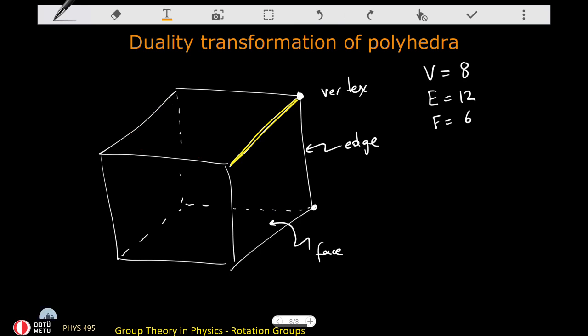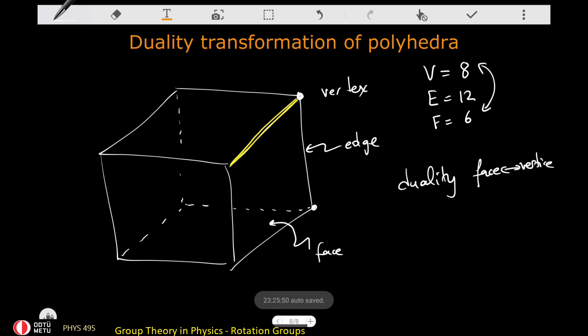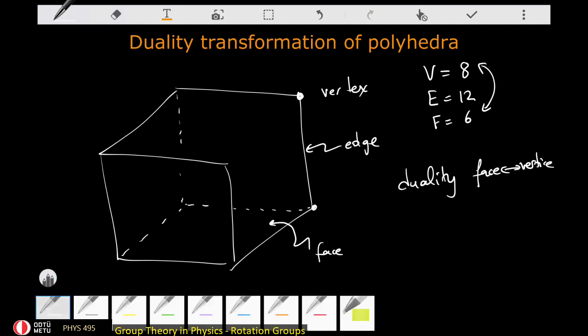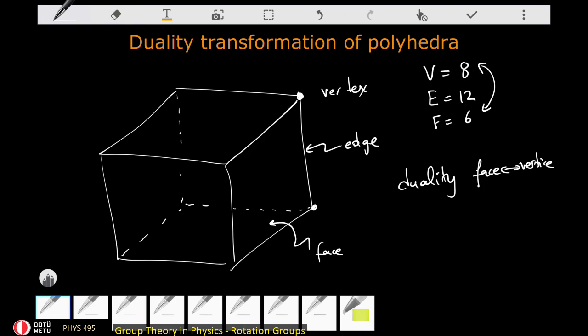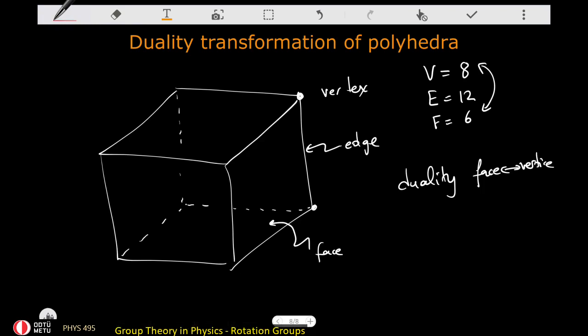So the duality transformation is a transformation that actually changes the faces into vertices and vice versa. So it just changes these 2, and somehow changes edges into edges because of that. I'm going to describe how this happens. So let me first change the color of this thing to the original one, white color. So what we do is this. I think I'm going to use the red color in here.